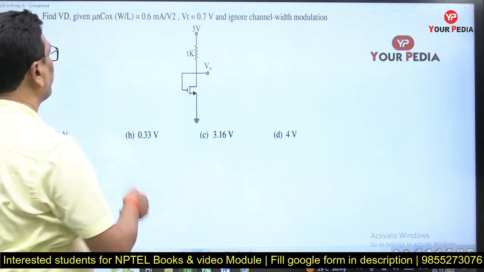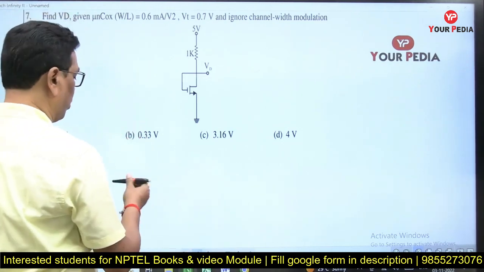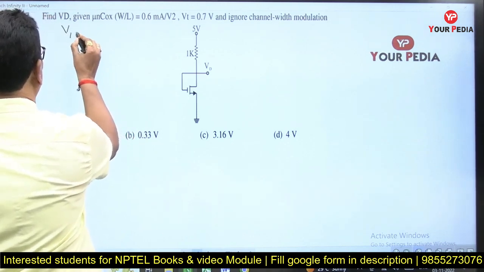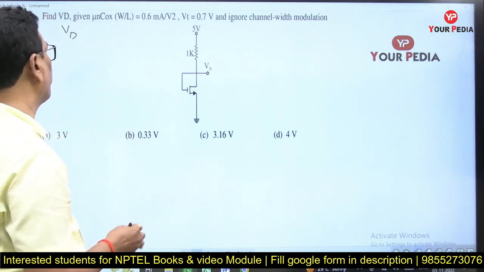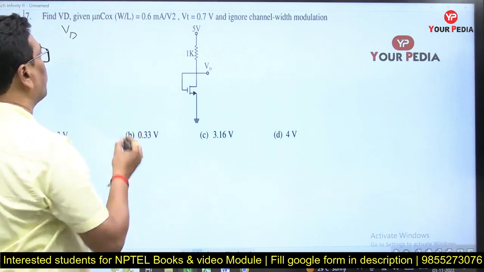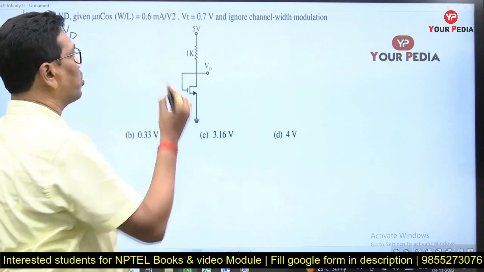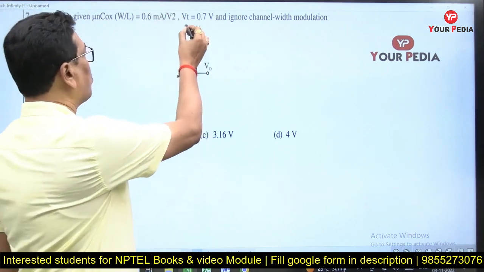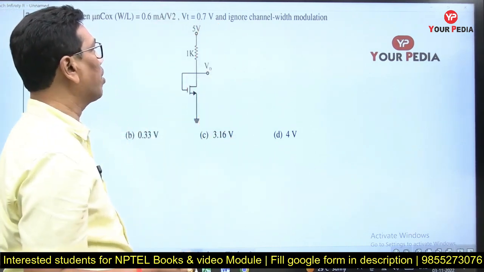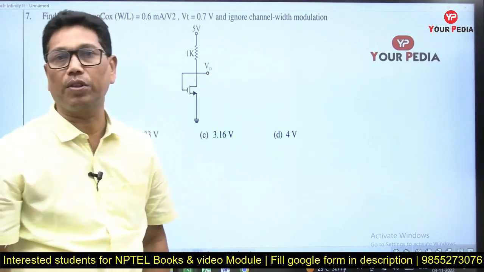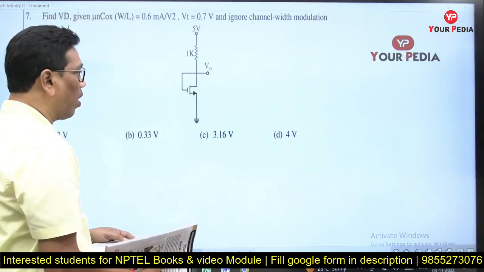Find the drain voltage VD. This is V suffix D. Find the drain voltage VD, given mu n COX W by L equal to 0.6 milliampere per volt square. The threshold voltage is 0.7 volt, and ignore the channel length modulation.